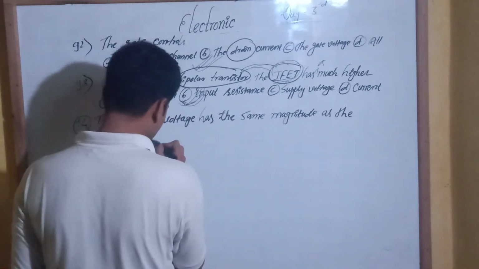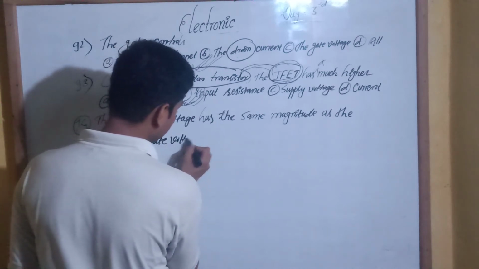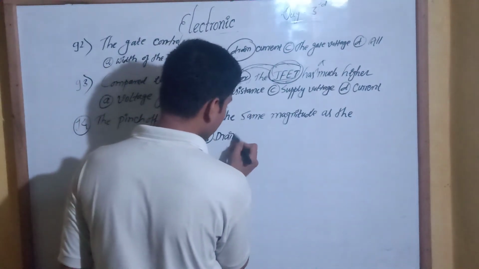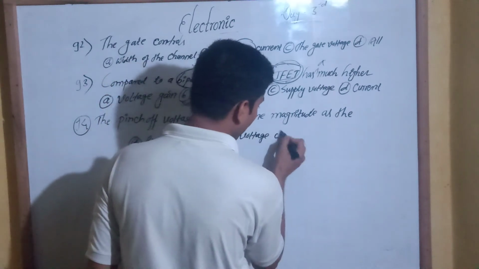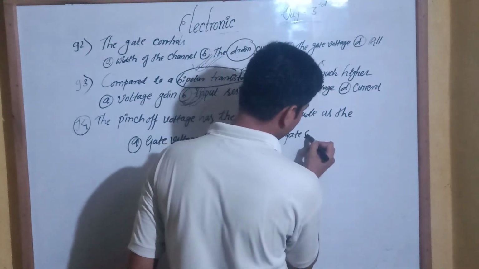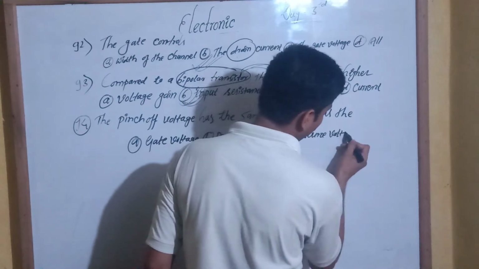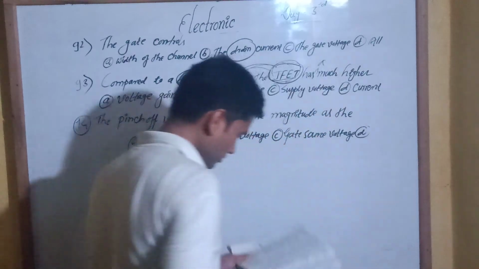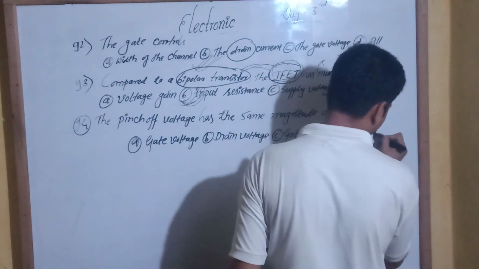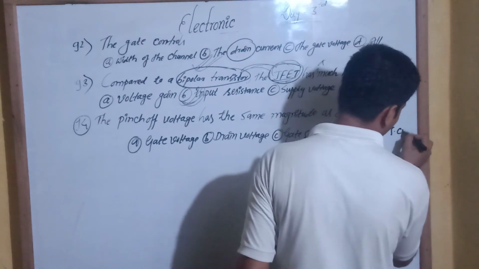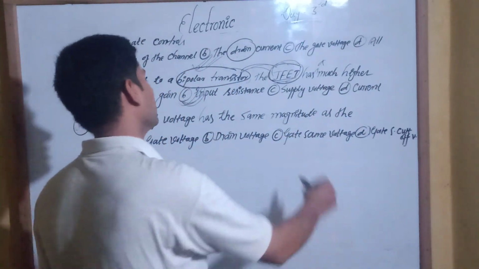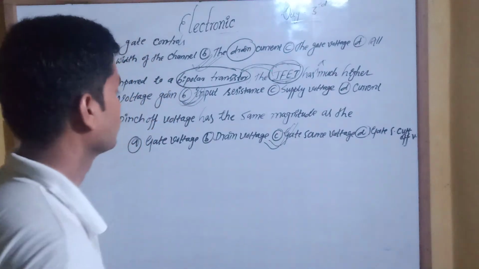Okay, the first option is gate voltage. Option B: drain voltage. Option C: gate-source voltage. And the last option D is gate-source cutoff voltage. The right answer is option C, gate-source voltage.